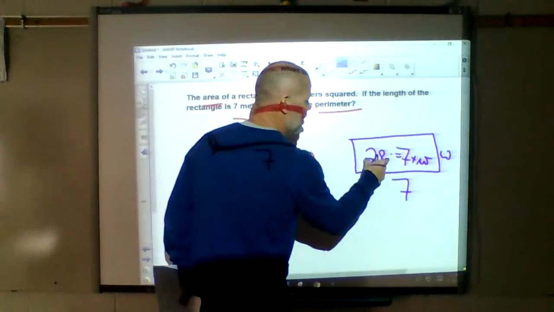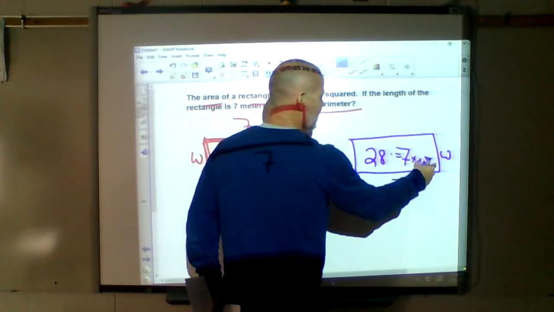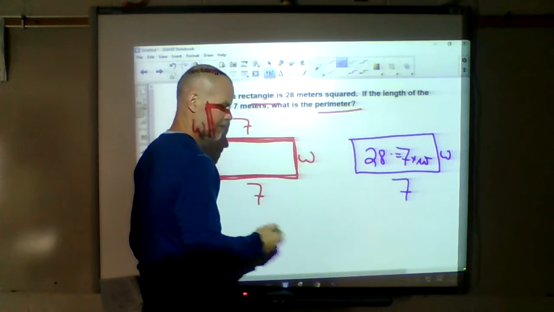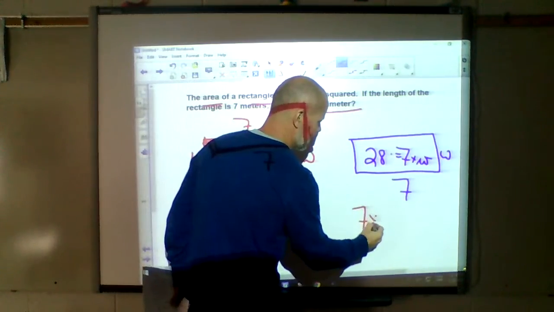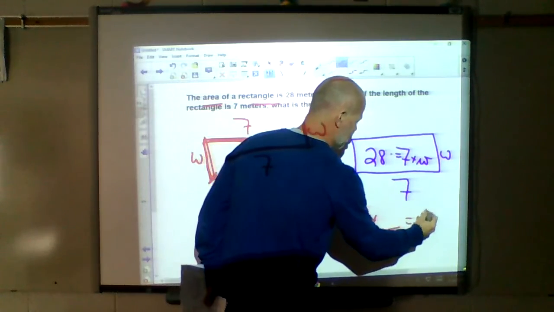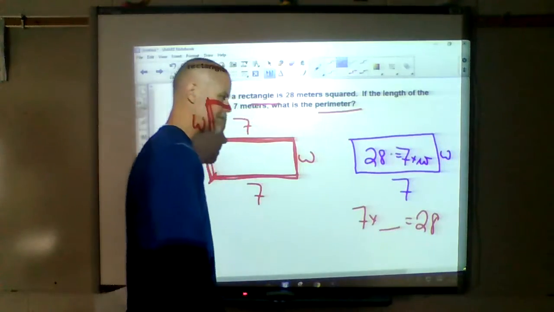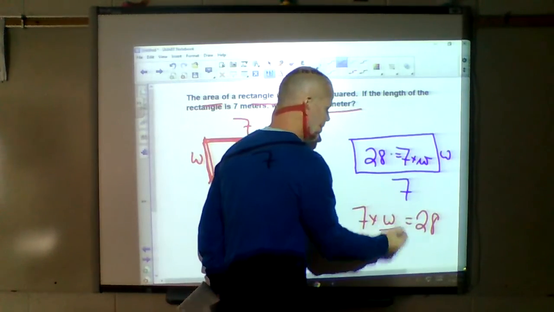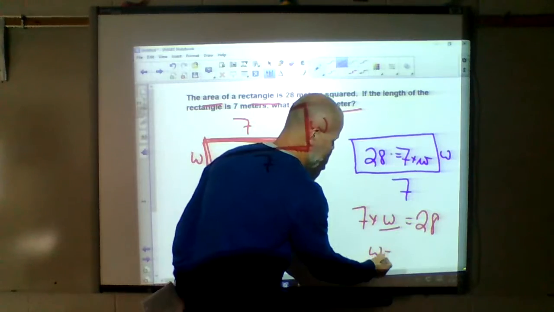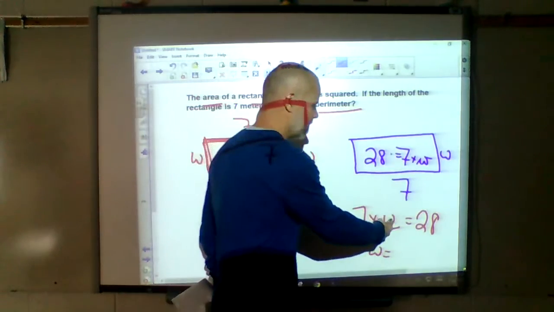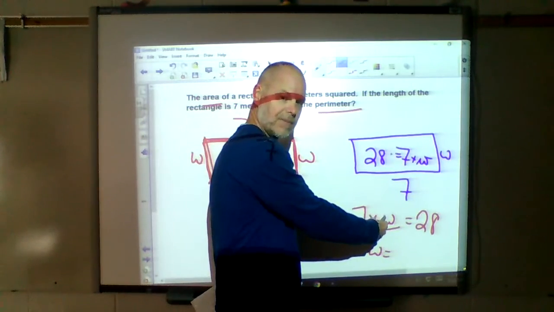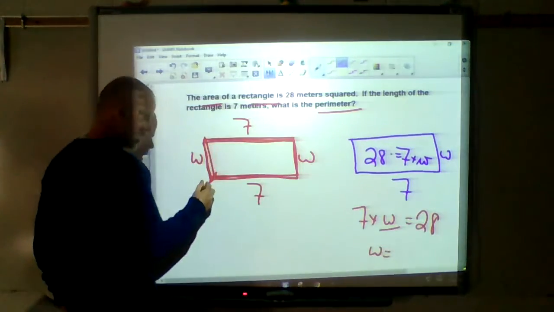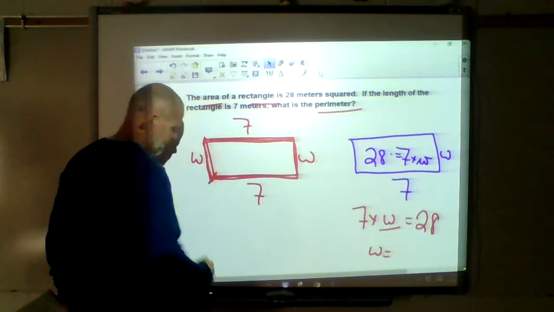Okay, so 28 is equal to 7 times something. 7 times something equals 28. All right, that's what we have right here. 7 times W, we could call that W, and solve for W. W equals what? What number fits in here?